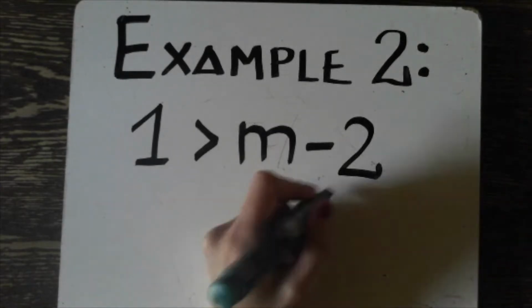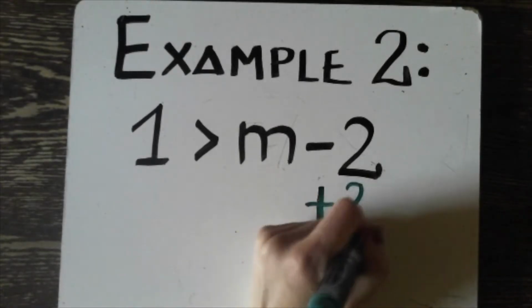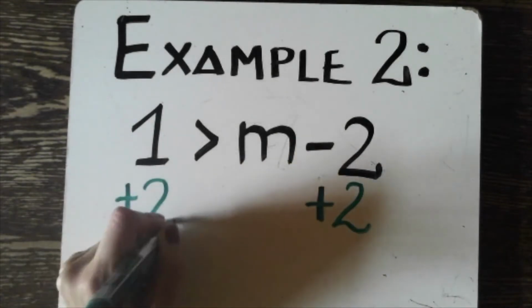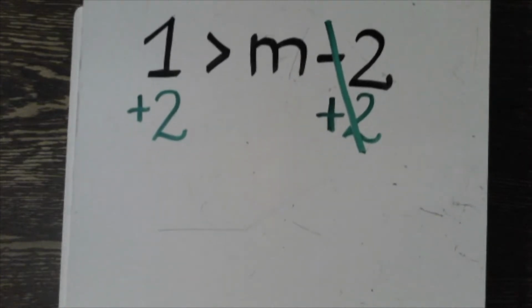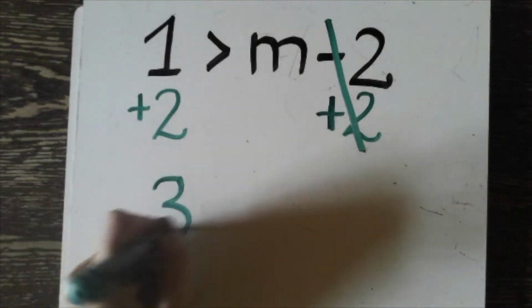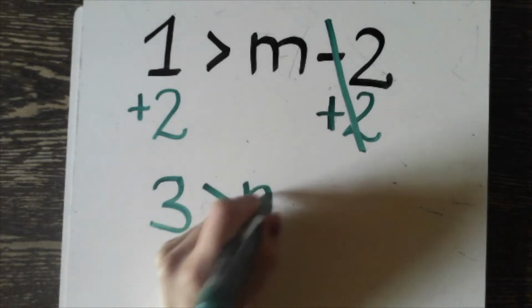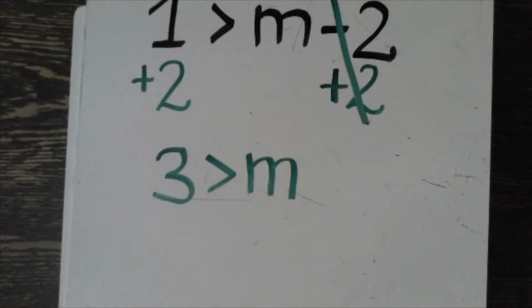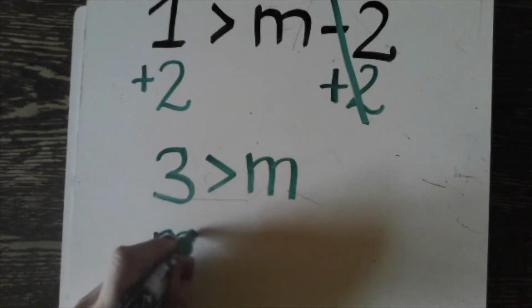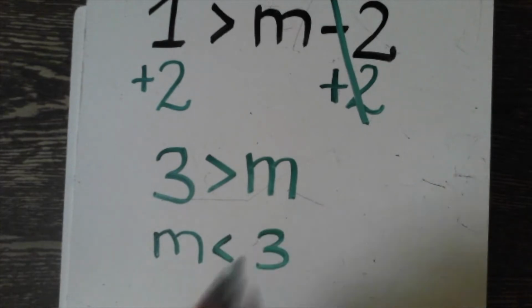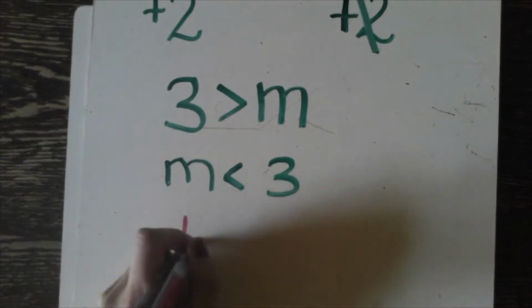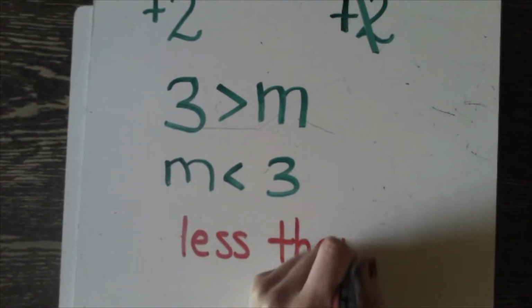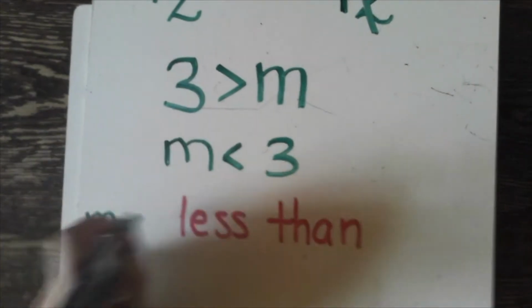Now let's begin solving on the right since my variable n is on the right. I am going to add 2 on both sides to cancel out my negative 2, and I am left with 1 plus 2, which is 3, is greater than my variable n. Because I like my variables at the beginning of the inequality, I am going to flip this inequality so that n is less than 3. These are equivalent inequalities, so nothing has changed other than the order. We read this as less than. n is less than 3.